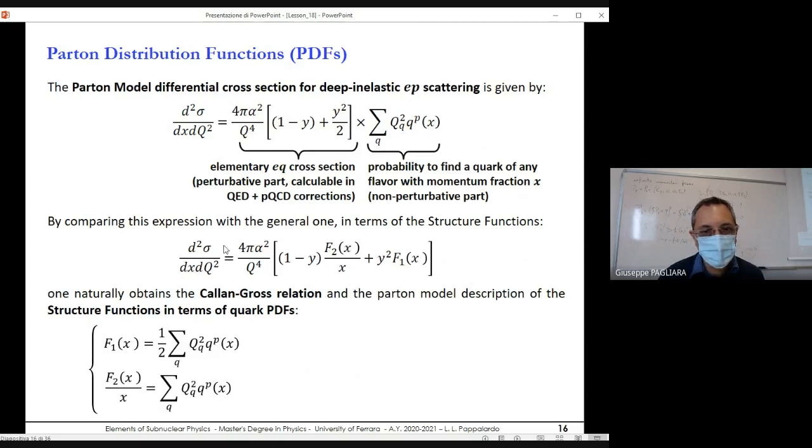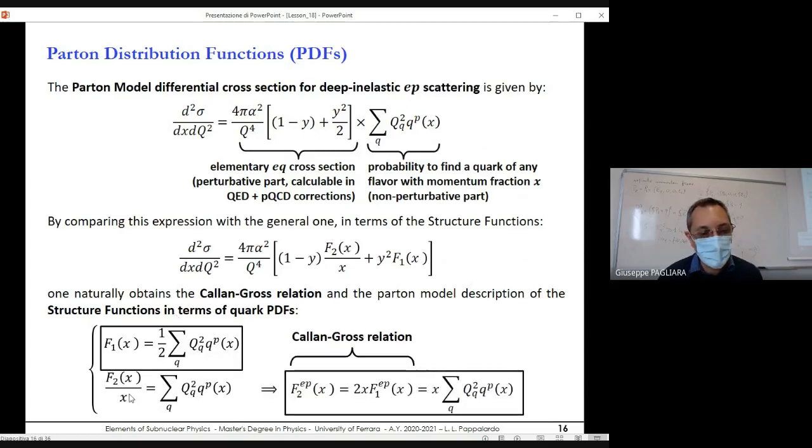Okay, so by simply comparing these two, we now obtain a relation between the structure functions and the parton distribution functions. And we can say even more. We can now combine these two relations to obtain also the Callan-Gross relation. So this is a confirmation once more of the fermionic nature of the quarks, being spin-1/2 objects. If you put the two together, you end up with indeed the Callan-Gross relation. Okay, and so in other words, you can express your F2 as x times the sum of the PDFs weighted by the squared electric charge. So this is a fundamental result, okay?